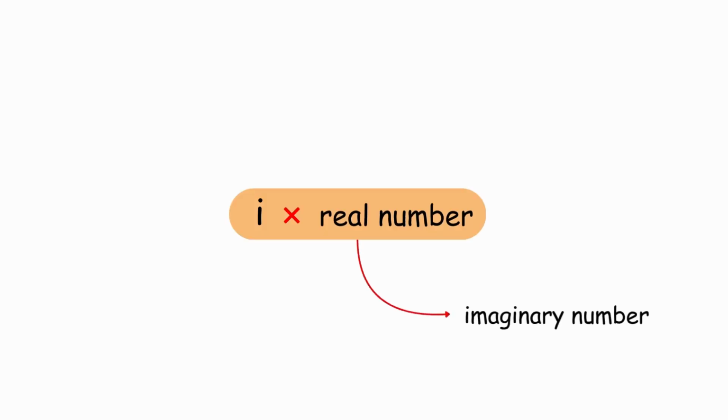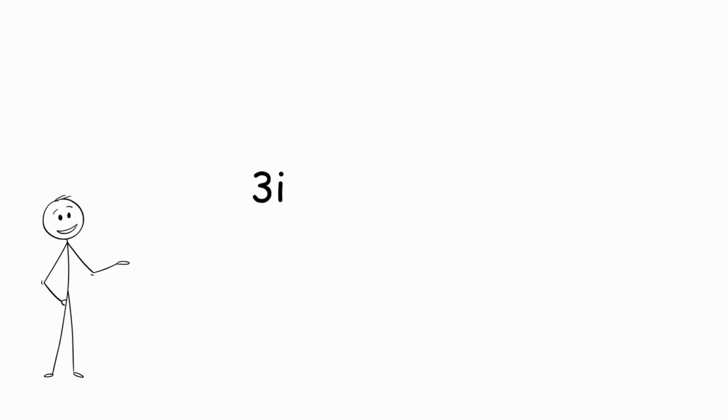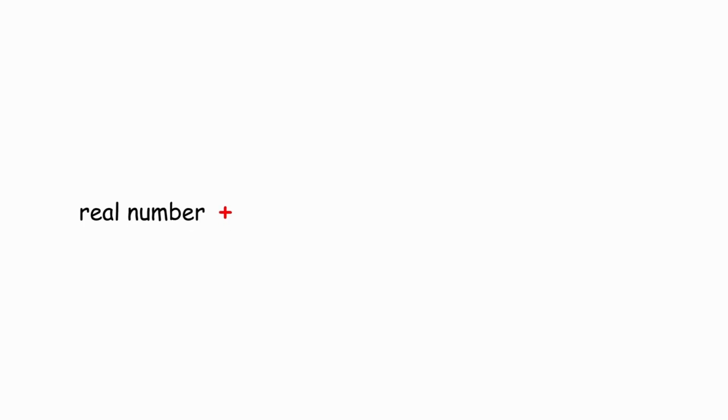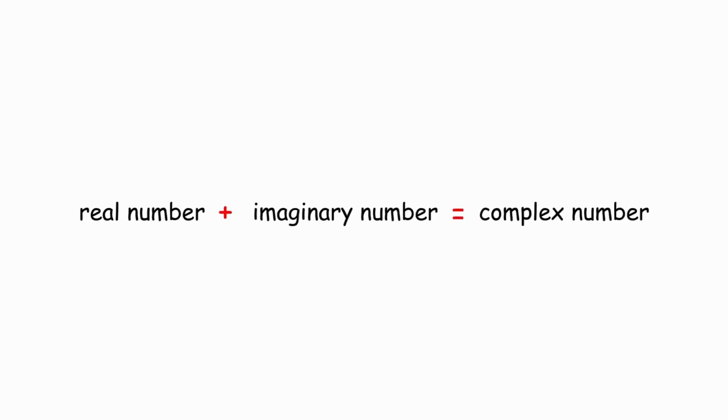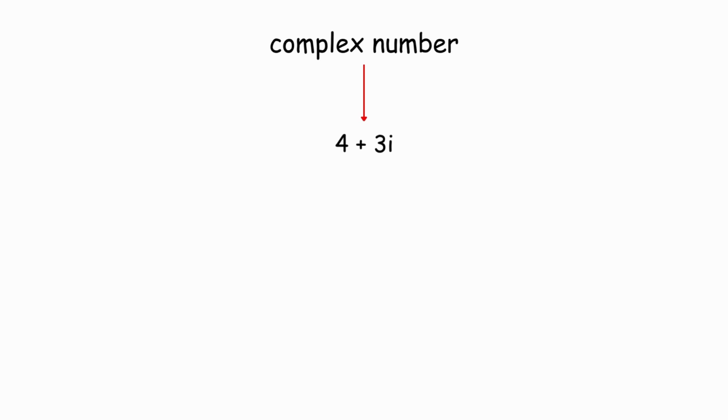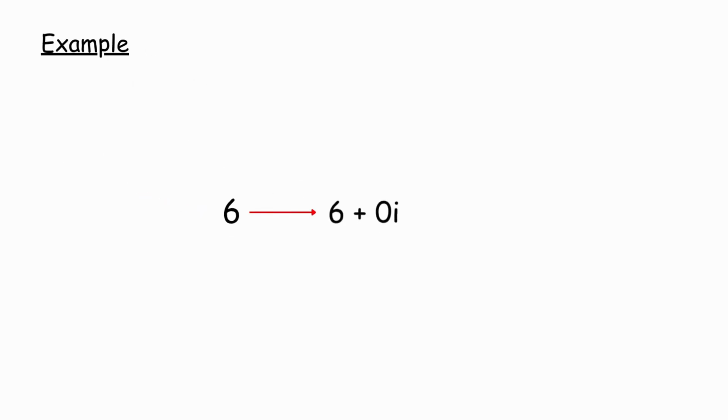If you multiply i by a real number, you will get an imaginary number, such as 3i or 5i. From there, we can add together a real number and an imaginary number to get a complex number, such as 4 plus 3i. Here, 4 is called the real part of this complex number, and 3 is called the imaginary part. Note that every purely real number is considered a complex number. For example, the real number 6 can be expressed as 6 plus 0i in complex number form.